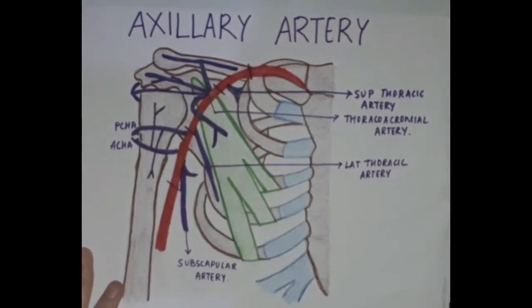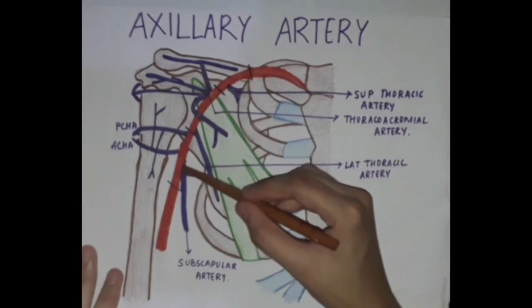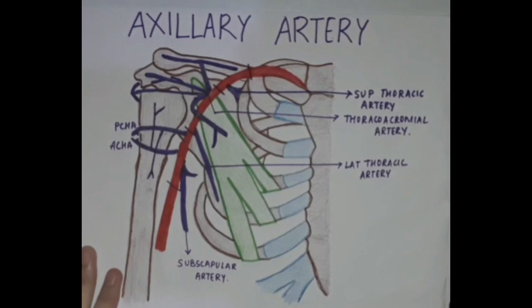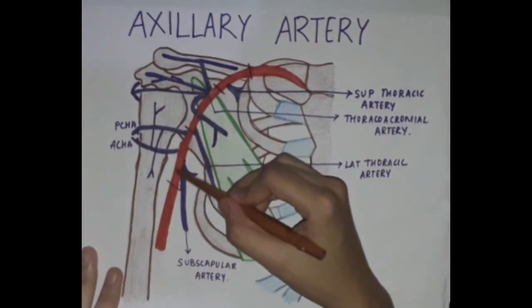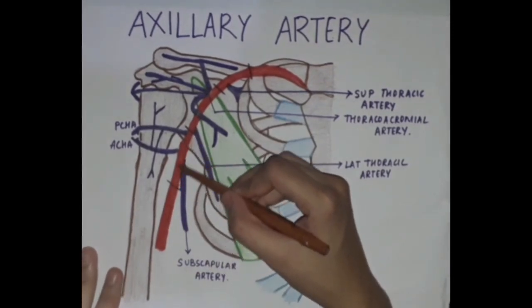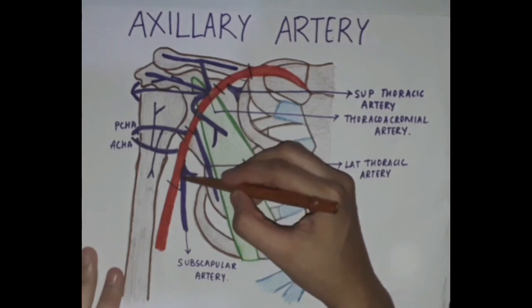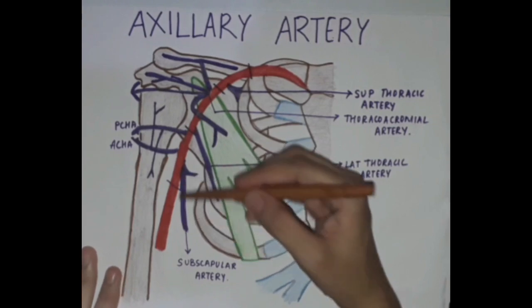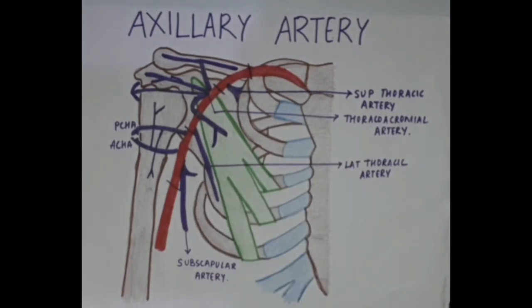The sixth branch is the subscapular artery. This is the subscapular artery. It is the largest branch of the axillary artery and it arises from the third part of the axillary artery. It runs along the lower border of the subscapularis muscle to terminate near the inferior angle of the scapula. It supplies the latissimus dorsi and the serratus anterior muscle. The latissimus dorsi muscle is the muscle of the back, whereas the serratus anterior muscle is the muscle of the pectoral region.